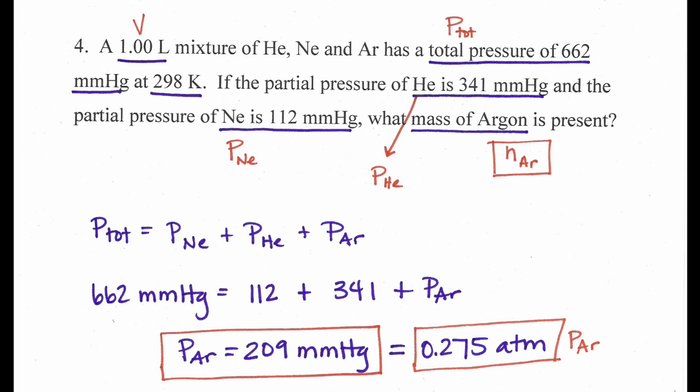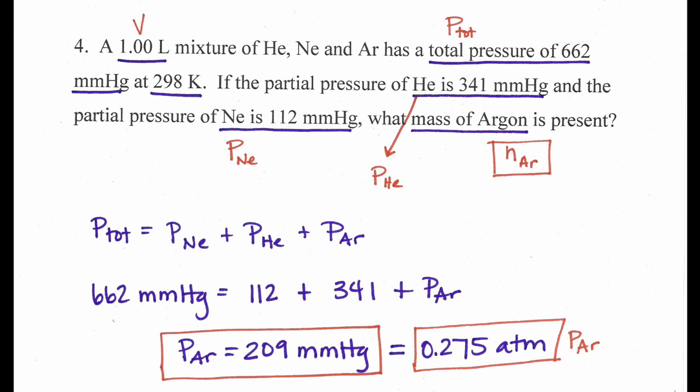Using Dalton's law of partial pressures, we know that the total pressure in this system is going to be equal to the partial pressure of neon plus the partial pressure of helium plus the partial pressure of argon. So when we substitute in for the values that we know and we solve for the partial pressure of argon, we get 209 millimeters of mercury.